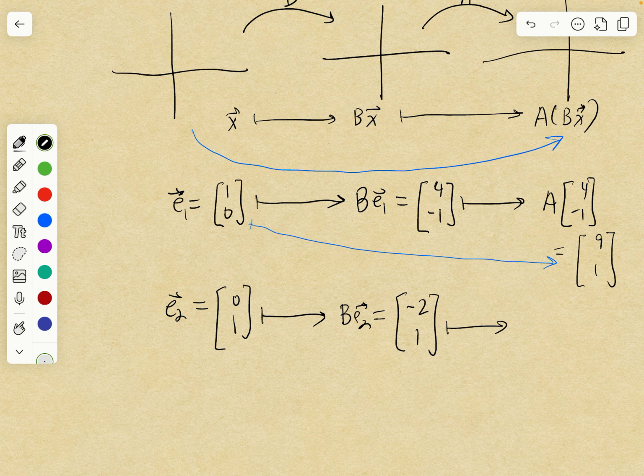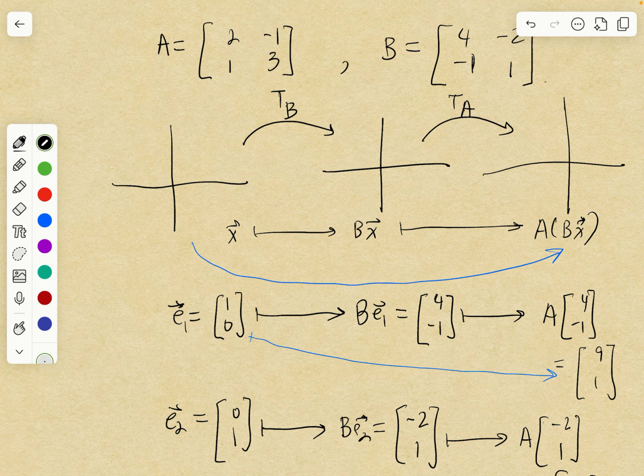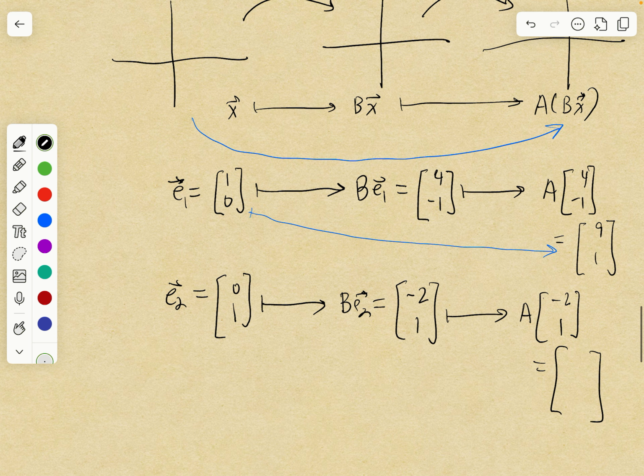And where's that going to go? Well, of course, that's going to go to A times (-2, 1), which ends up being negative 4 minus 1 is negative 5, so you get negative 5, and then negative 2 plus 3 is 1. So you get (-5, 1). Okay? So the composition is going to send (1, 0) to (9, 1), and it's going to send (0, 1) to (-5, 1).